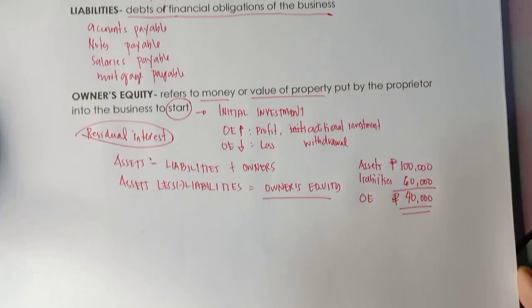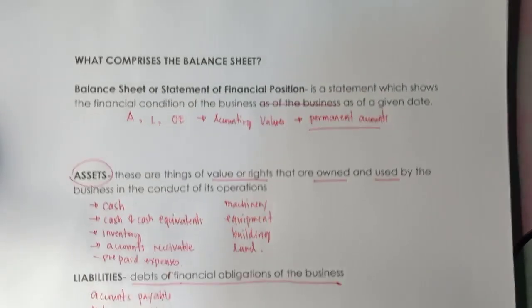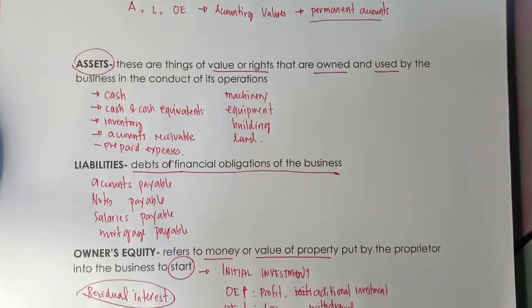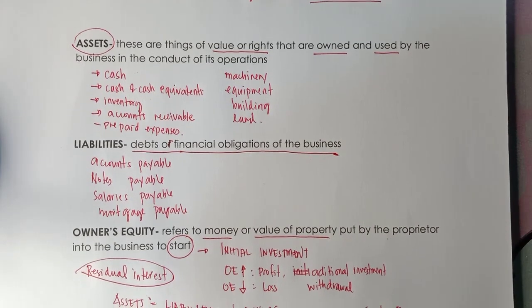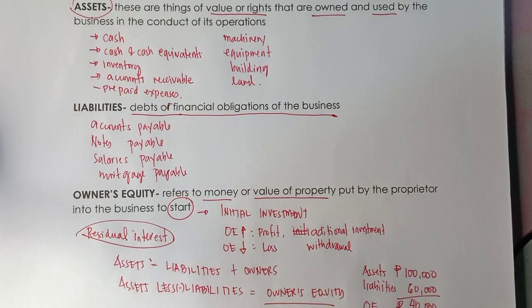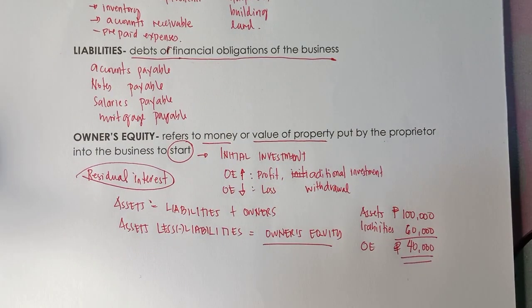Okay, so that's it for our discussion of what comprises the balance sheet. The balance sheet comprises the assets, liabilities, and owner's equity. The assets are the value or rights owned and used by the business. The liabilities are the debts or financial obligations of the business, and owner's equity refers to the money or value of property put by the proprietor in order for the business to start.